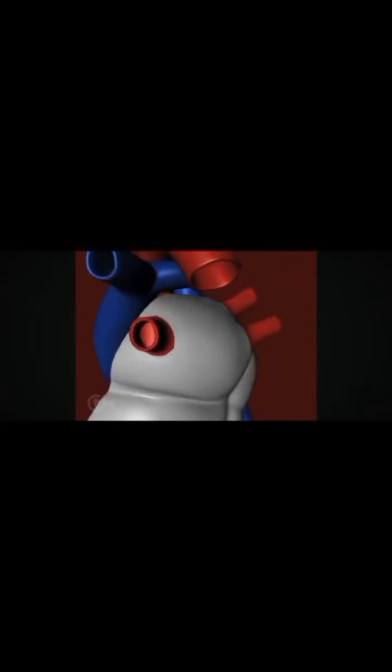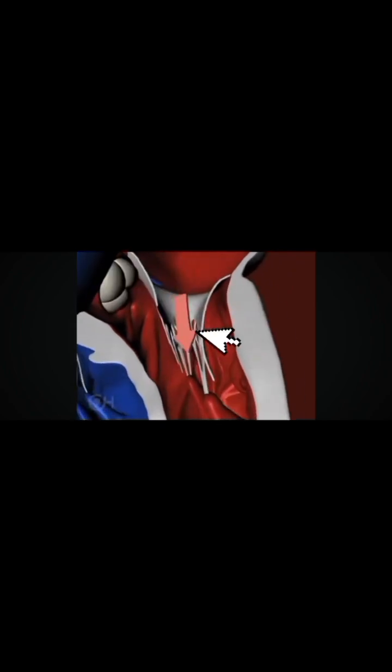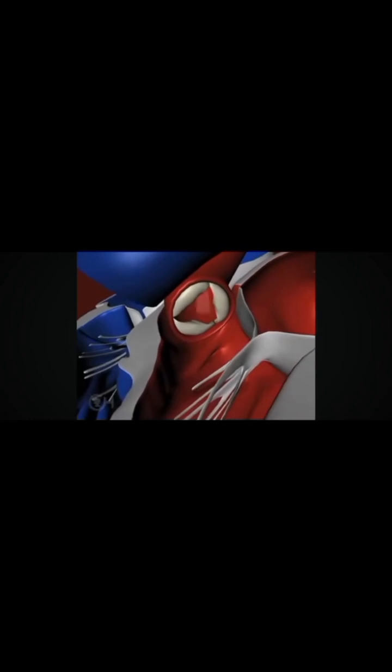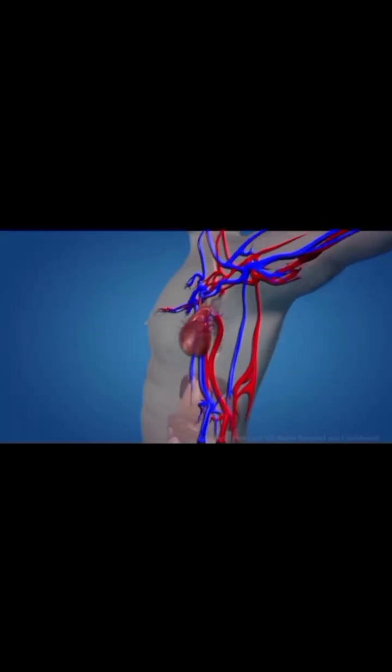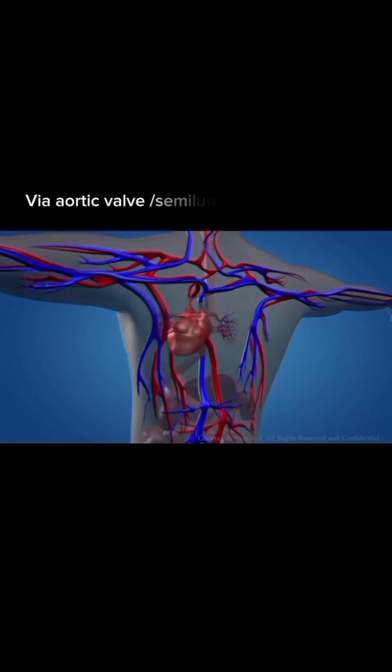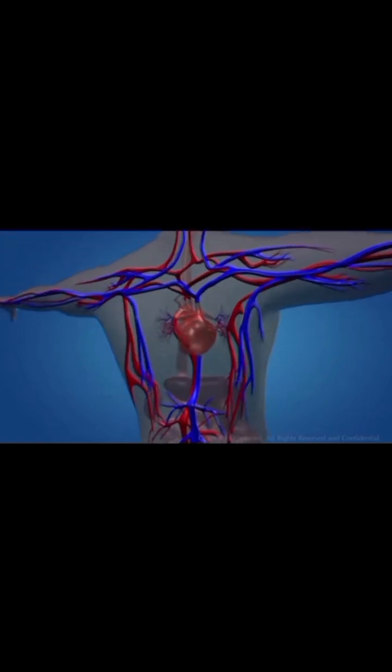Oxygenated blood returns from the lungs to the left atrium via the pulmonary vein. The left atrium contracts, sending blood into the left ventricle via the mitral valve. The left ventricle pumps the oxygenated blood into the aorta, which distributes it through the body via the aortic valve, or the semilunar valve.